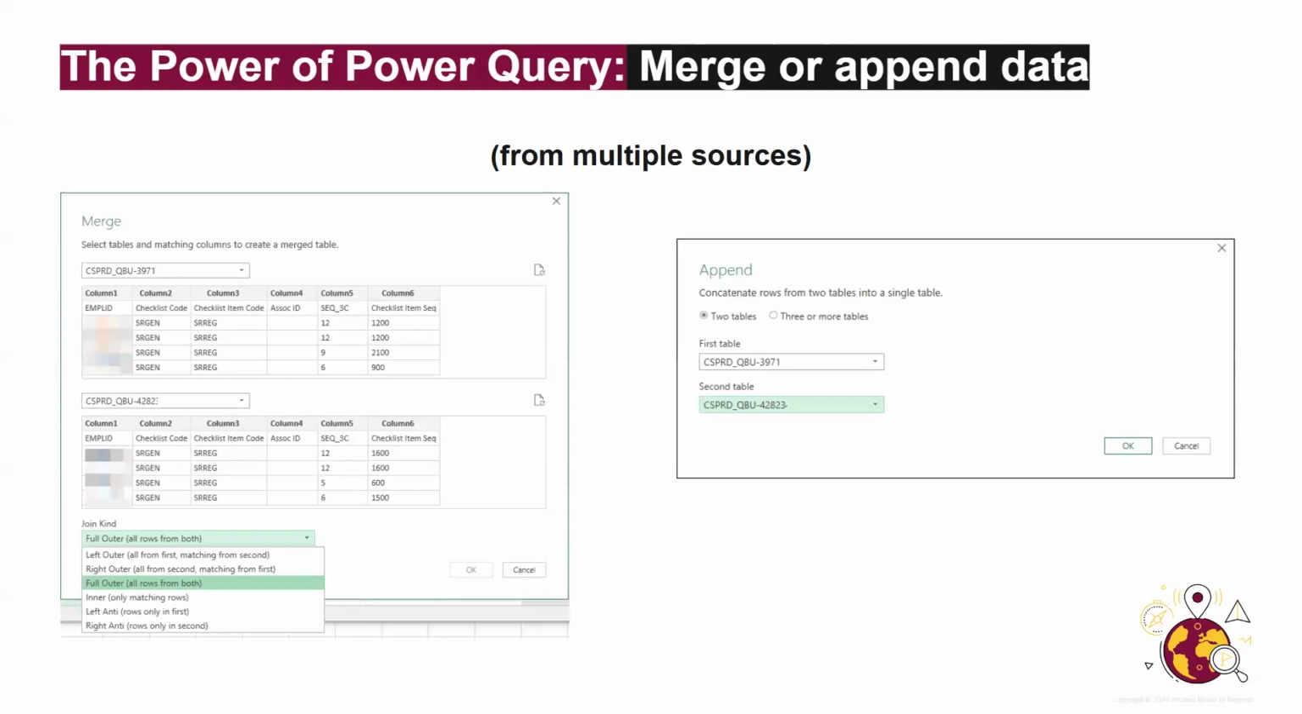Another great feature of Power Query that can be very useful is that you can merge data from multiple data sources. Sometimes just if you need to do a simple comparison, but maybe it's a very large data set, Power Query can actually allow you to do that. You can also append data from different data sources.